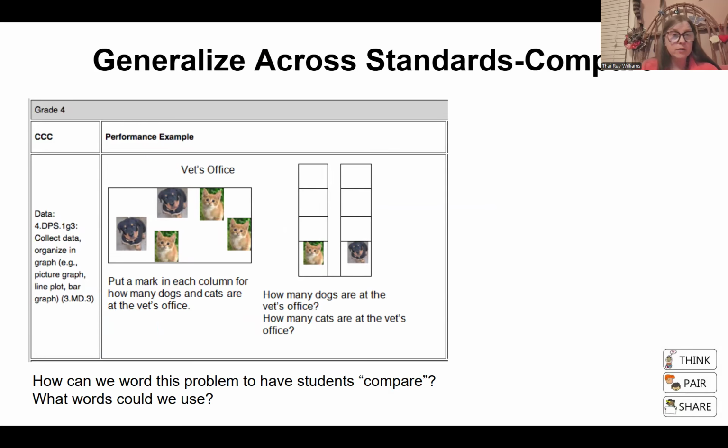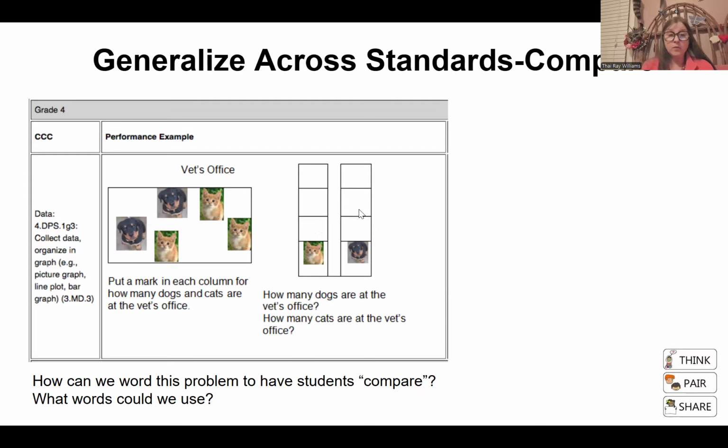And so let me give you an example of what that might be. So here's an example here, and this would be the standard. The standard is that students are supposed to collect data and organize it in a graph, and it can be a pictograph, a line plot, or a bar graph. What the students are supposed to do is put a mark in each column for how many dogs and how many cats are at the vet's office. And so over here, they're going to put a cat for each of the cats that are at the vet office, and then the number of dogs.